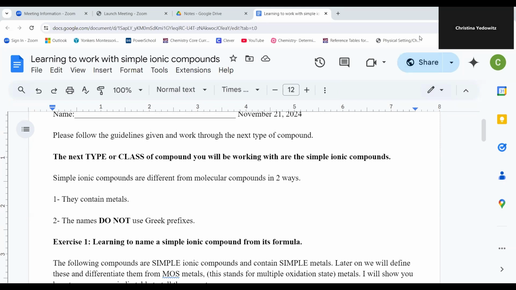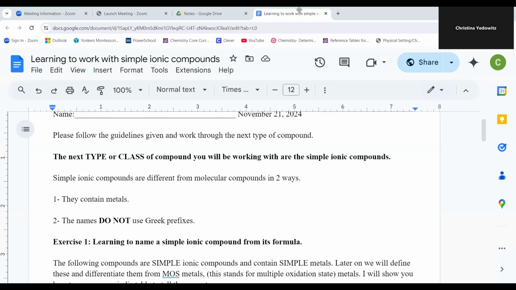Okay, so the sheet that you have in front of you does not cover all of ionic naming. The sheet only covers the simplest type of ionic naming. Once again, we're going to talk about criteria for compounds being ionic versus molecular. For our very first beginner ones, we're going to do binary compounds that are ionic. How you know they're ionic is that they contain metals, and the rules are going to be different.